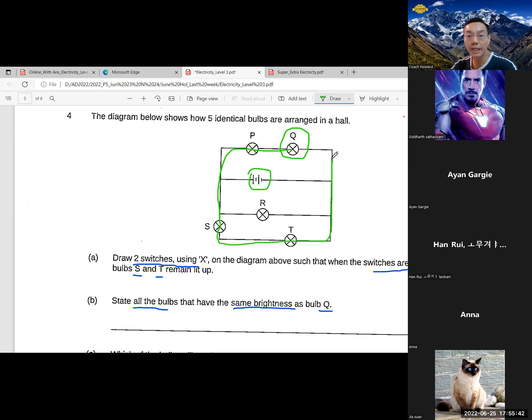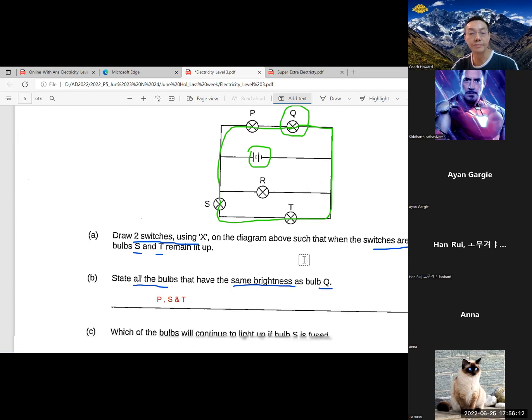They are actually connected in series. I repeat, Q, P, S, T, they are connected in series. Because they're connected in series, these 4 bulbs will have the same brightness. So the answer is very simple. It's the remaining 3. So you just put P, S, and T. These 3 bulbs will have the same brightness as Q.